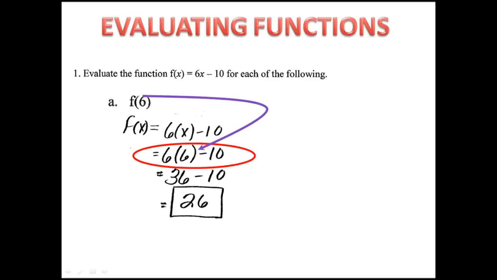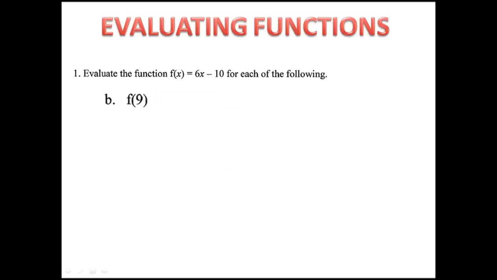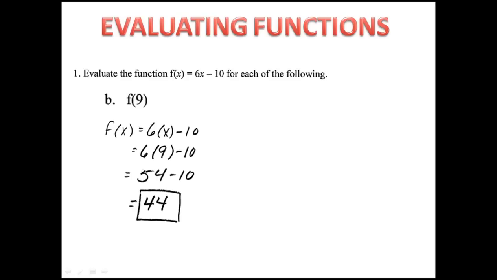Again, I simply took 6 and plugged it into the function. It's like I dropped a 6 into the machine, and the machine spit out a 26. The second example here says find f of 9. Well, I'm going to take the 9 and drop it into my machine. When I drop it in, I have 6 times 9 minus 10. The machine spits out a 44. That's really all we're doing. We're given a rule. The rule is 6x minus 10. We're dropping the number in, and it's spitting something out.